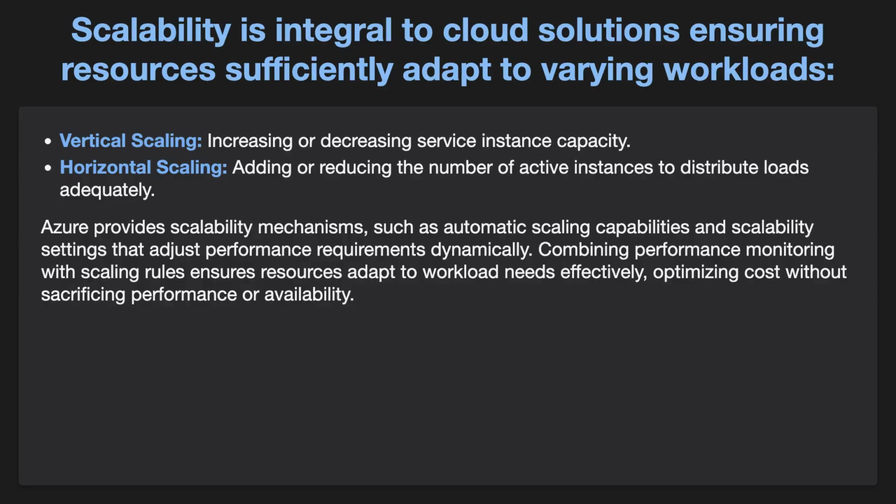Scalability is integral to cloud solutions, ensuring resources sufficiently adapt to varying workloads. Vertical scaling, increasing or decreasing service instance capacity. Horizontal scaling, adding or reducing the number of active instances to distribute loads adequately. Azure provides scalability mechanisms, such as automatic scaling capabilities and scalability settings that adjust performance requirements dynamically. Combining performance monitoring with scaling rules ensures resources adapt to workload needs effectively, optimizing cost without sacrificing performance or availability.